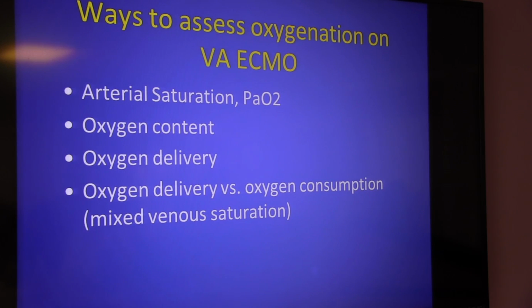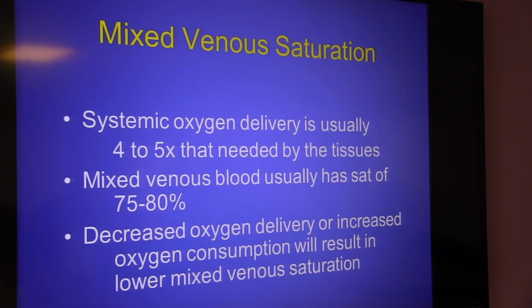So obviously we can measure PO2, we can try to calculate oxygen content and oxygen delivery, but what we really want to know is what's the ratio of oxygen delivery versus oxygen consumption? Are we adequately meeting the patient's demands? And that's where we use the mixed venous saturation. Usually systemic oxygen delivery is about 4 to 5 times that needed by the tissue, so we shoot for a mixed venous sat somewhere between 75 and 80%. Decreased oxygen delivery or increased consumption will result in lower mixed venous sat.